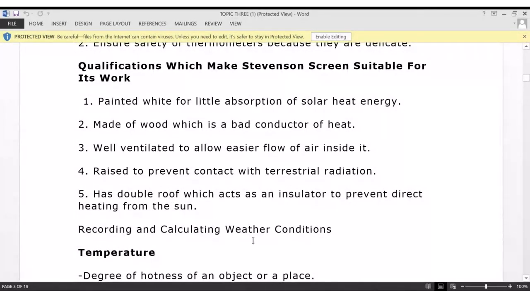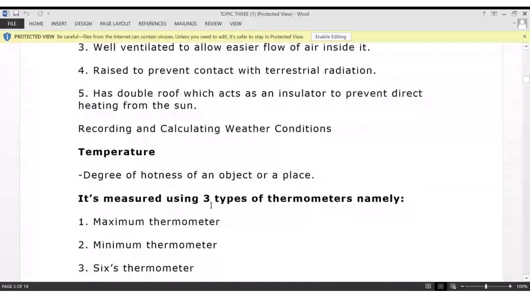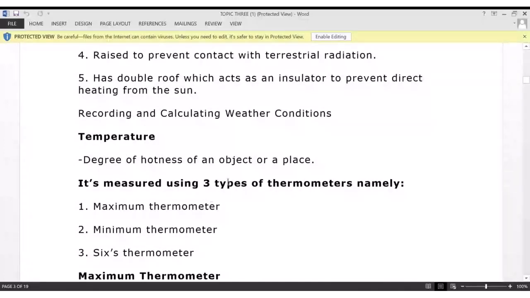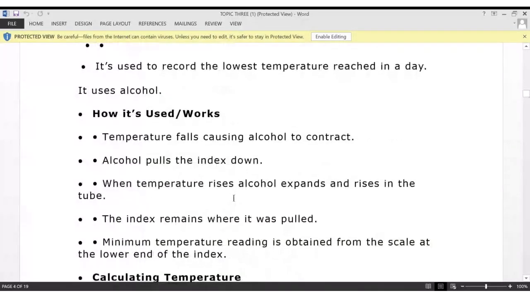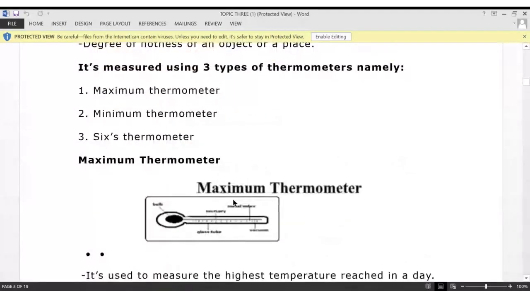So recording and calculating weather conditions, temperature, the degree of hotness over a place or object. So we have various instruments that are used here.